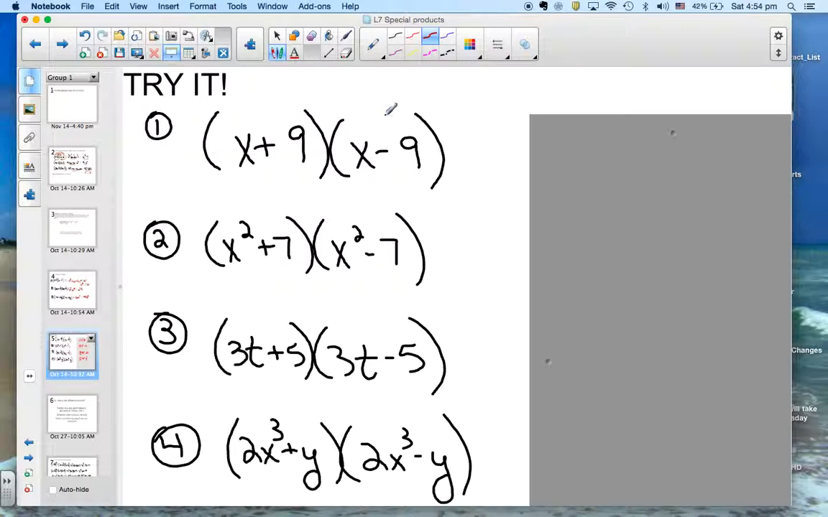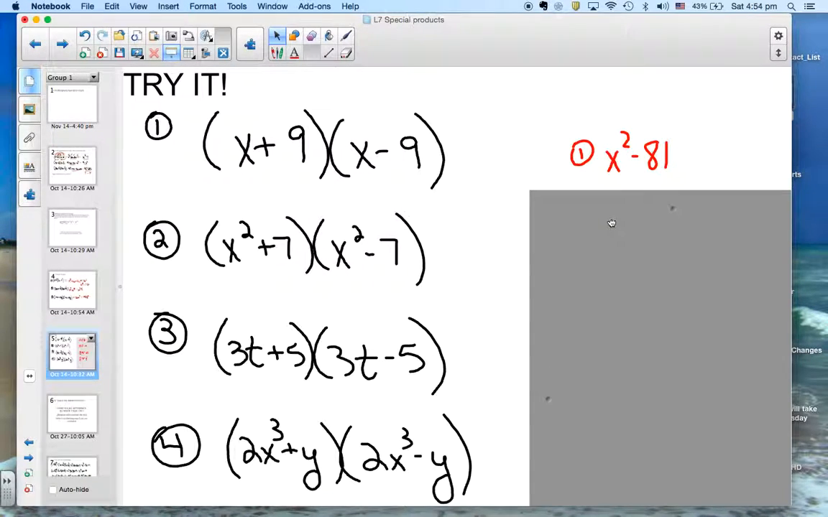This time I want you to stop the video and solve all 4 of these problems. When you're done, you're going to restart the video and I will reveal the answers so that you can check them. Go ahead and stop the video now so that you can do your work. Okay, let's check and see if you got them correct.